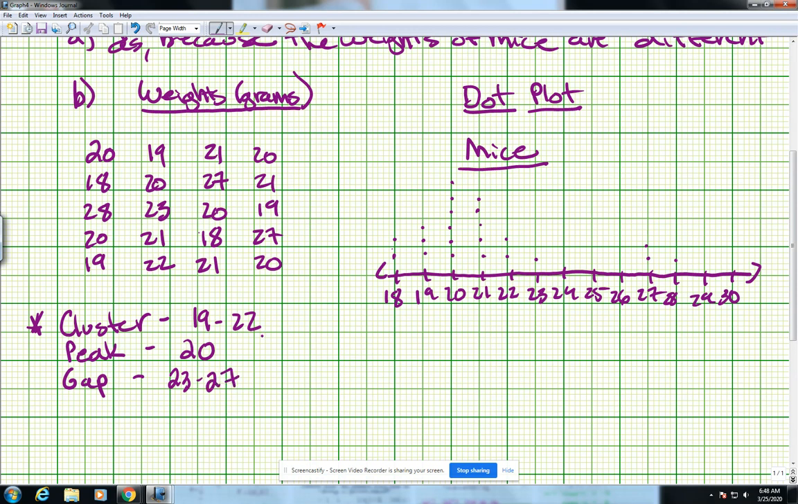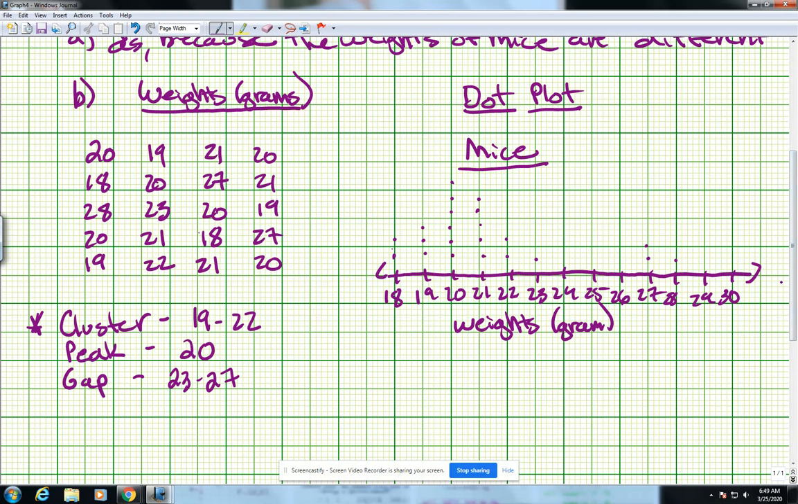So those are cluster, peak, and our gap. And I'd forgotten to put our label on the bottom, but it is important to label what our numbers mean. And these are weights in grams, so I'm going to put that label down here. So if we were going to look at this graph and read it, even though we didn't know what the question started with, we would know how to read this graph. And that's example 1.